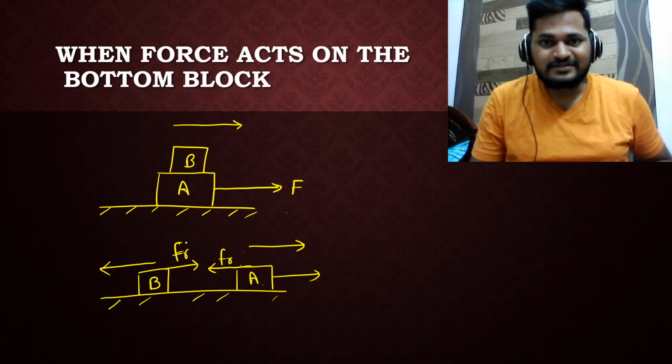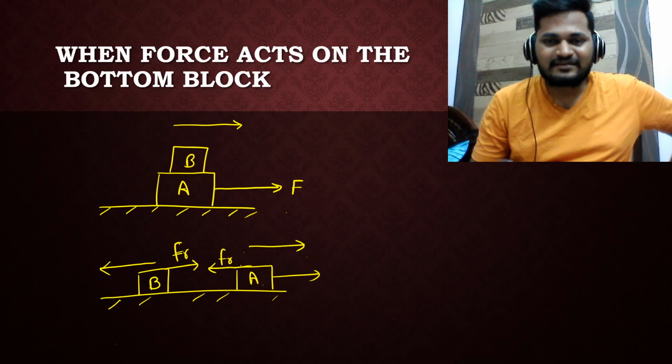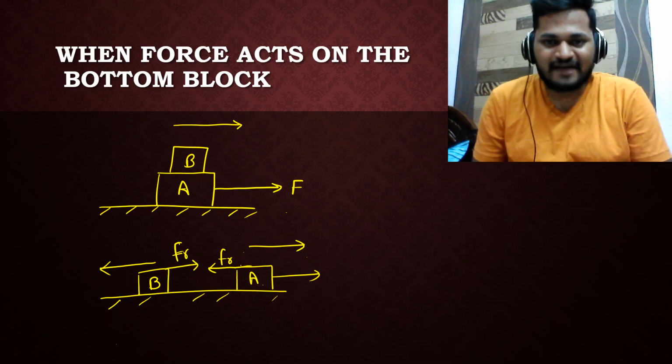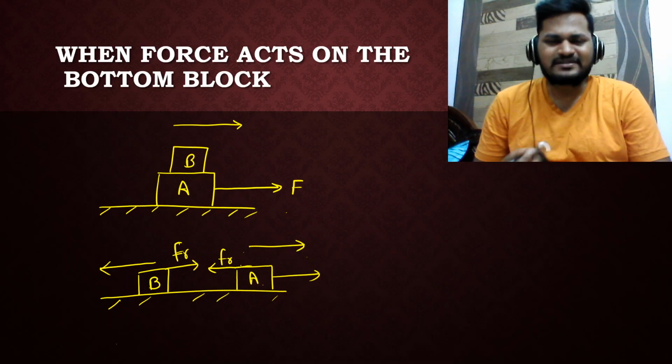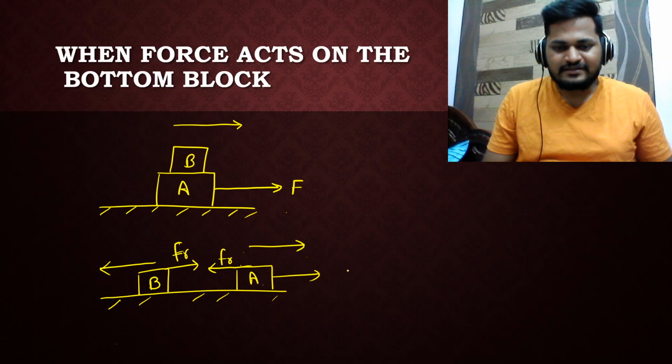So you have to understand this, that force exists in pairs, action reaction pair. So here also action reaction pair of friction will be acting on B and A blocks. If on A it is backwards, then on B it will obviously be forward. Okay, action reaction pair.